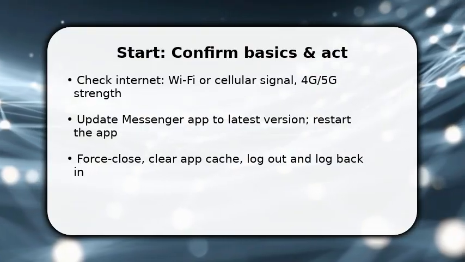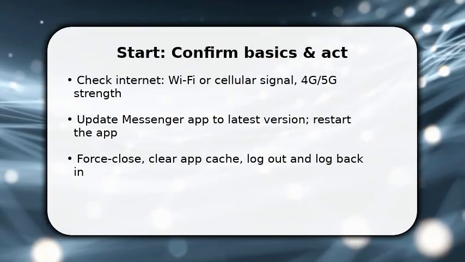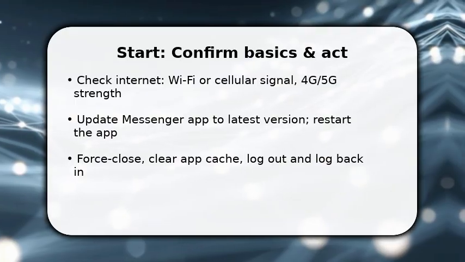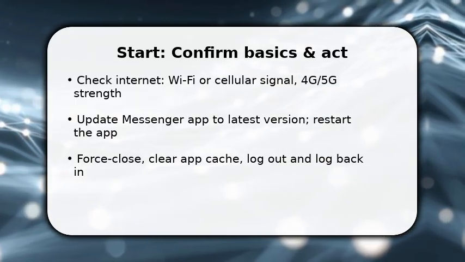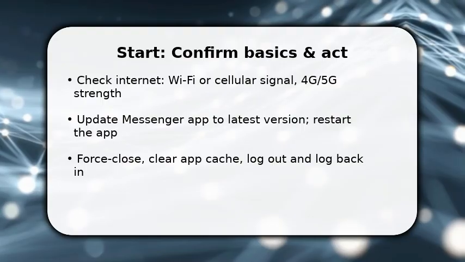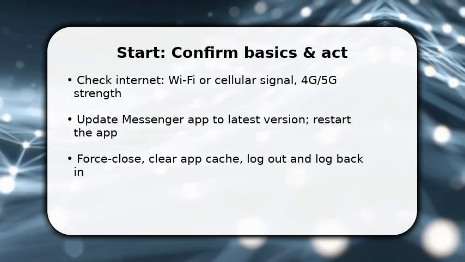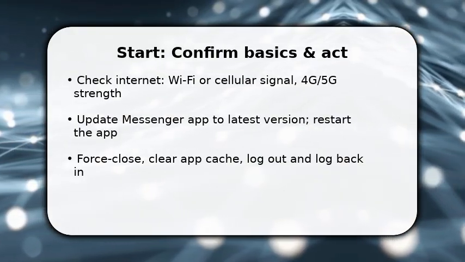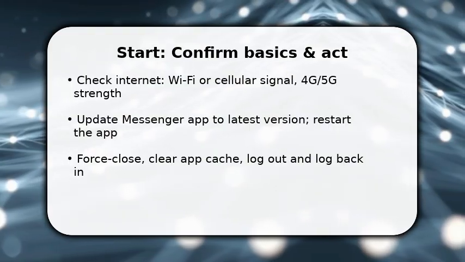You start by confirming connectivity and app freshness because many person unavailable errors are local. First, make sure your Wi-Fi or cellular signal is strong, then update Messenger to the latest build. Once done, force close the app, clear its cache, and sign out and in again to refresh tokens. This often restores contact visibility.